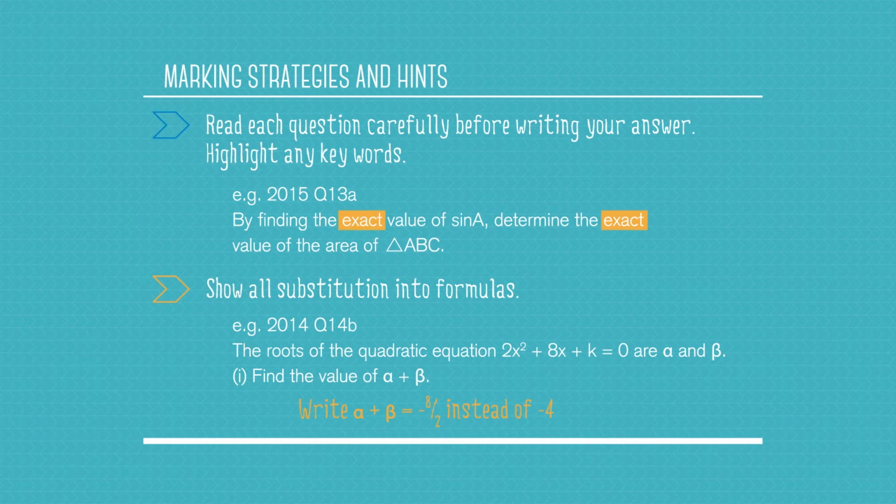Now in 2014, they gave a question: for the roots of the quadratic equation 2x squared plus 8x plus k equals 0, the roots are alpha and beta. Find the value of alpha plus beta. Write it as negative 8 over 2 because that's the substitution step. Don't write it as negative 4. As a HSC marker, we see negative 8 over 2. We just go tick, yep, they've earned that mark and move on. We don't even look at the negative 4. But we want to see the substitution. We want you to show us that you know what you are doing.